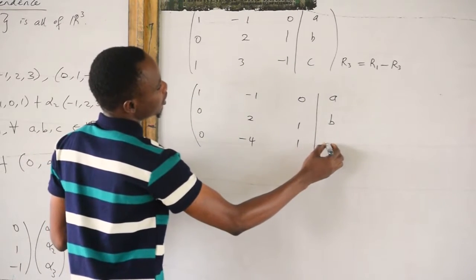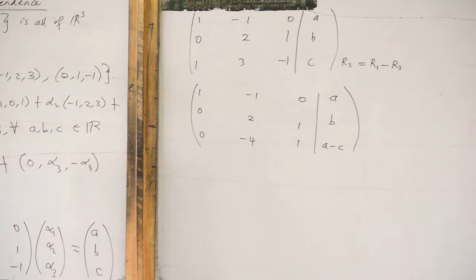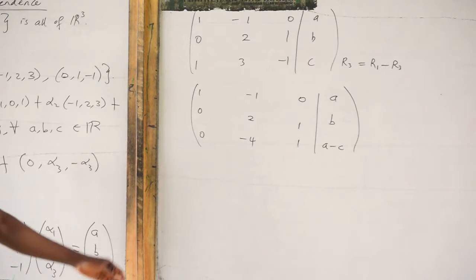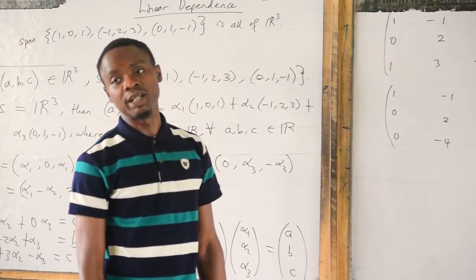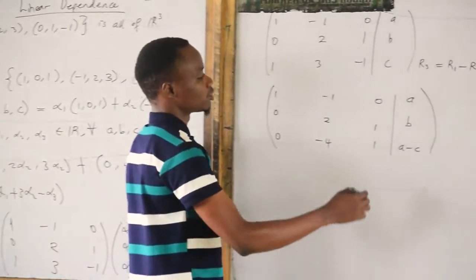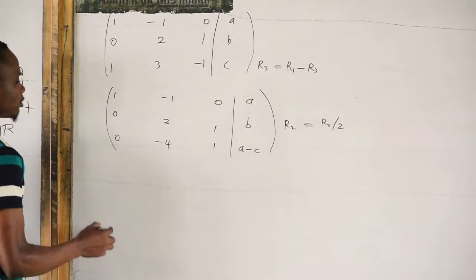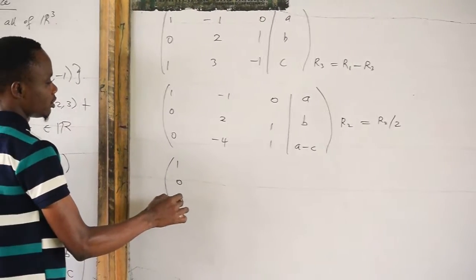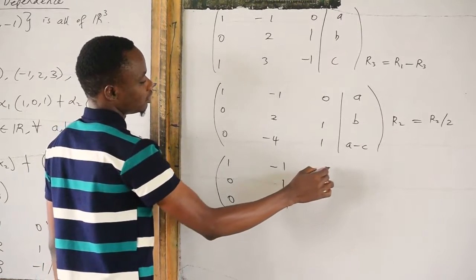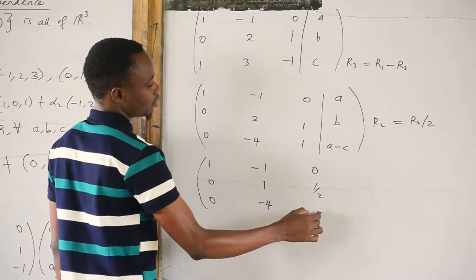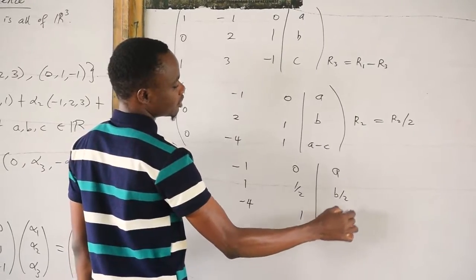And this one's going to be what? A minus. That's what we have right here. So what's the next thing? Move to the second row. The first non-zero element is 2. It ought to be 1. So to make it 1, we divide by 2. Exactly. So we say that R2 is equal to R2 over 2. So this is going to give us 1, 0, 0, minus 1, 1, minus 4, 0, 1 over 2, 1. And we have A, B over 2, A minus.